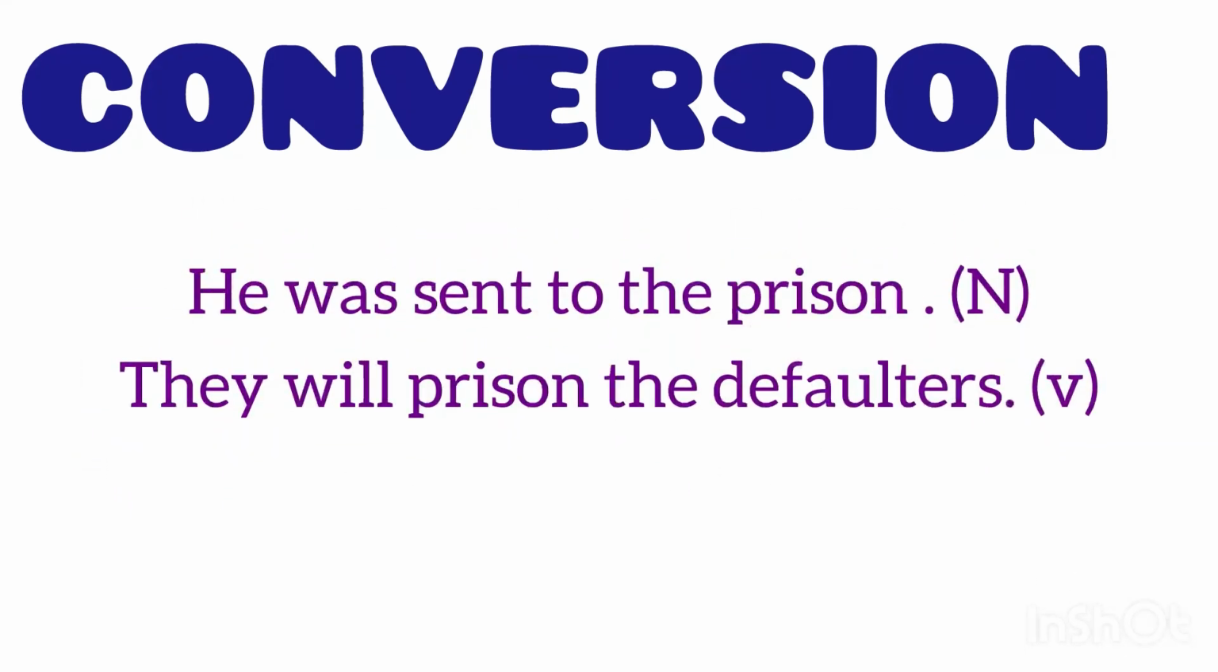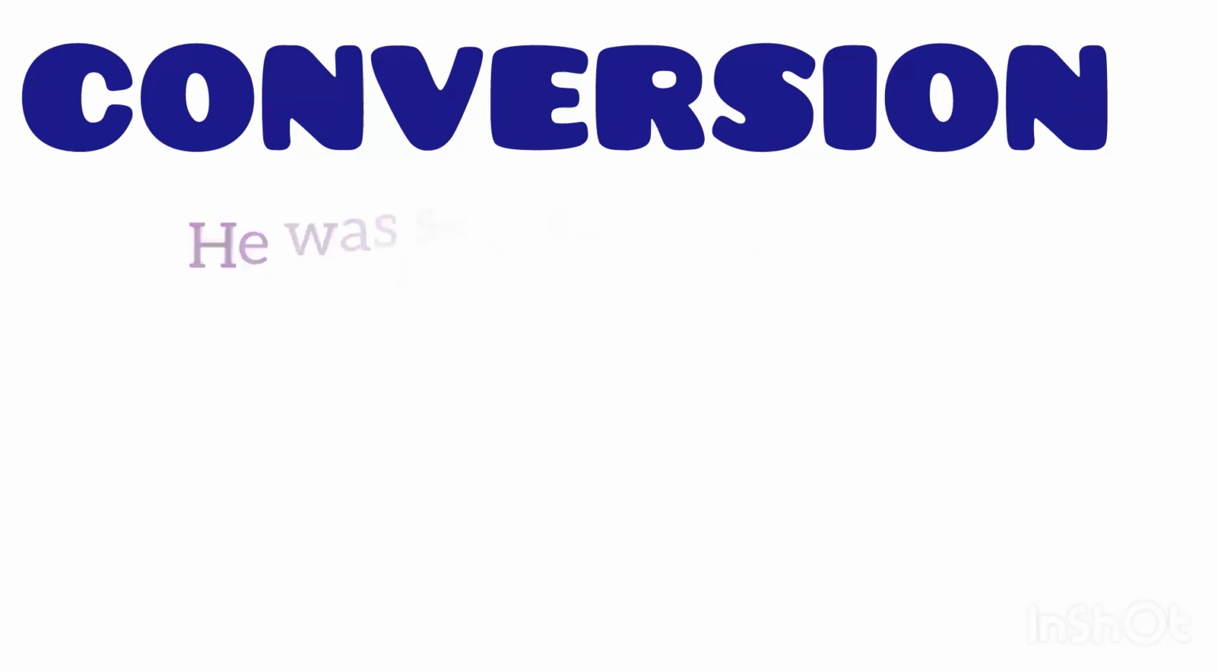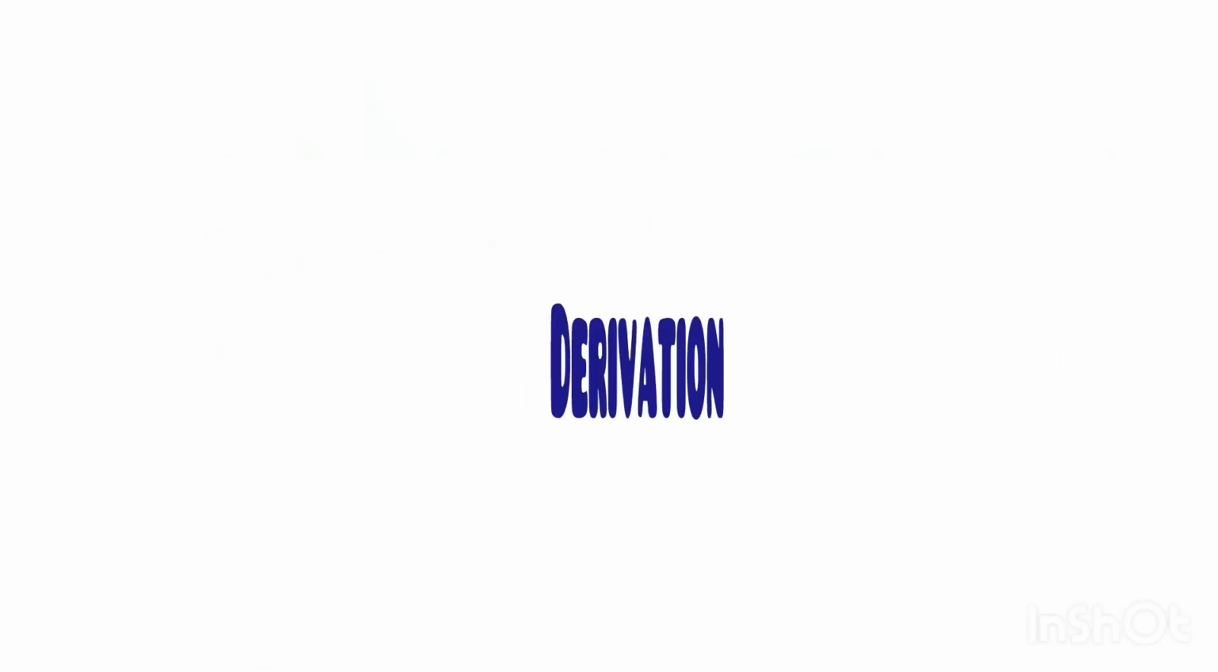He was sent to the prison. They will prison the defaulters. Again we have changed the noun into a verb. Next process is derivation. But derivation and conversion are almost the same. In conversion, we are just changing the category without adding a suffix or prefix. But in derivation, we will add a suffix or prefix to the word.